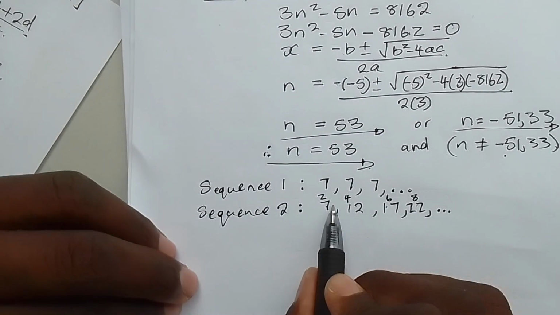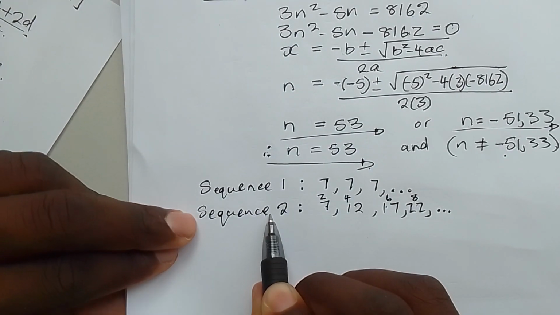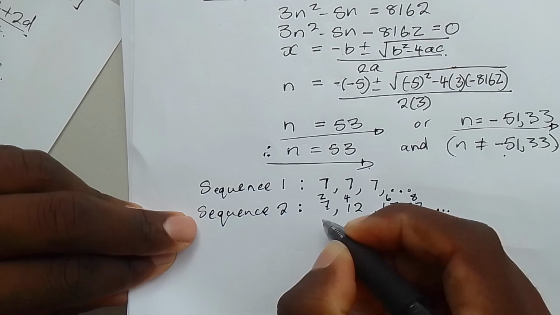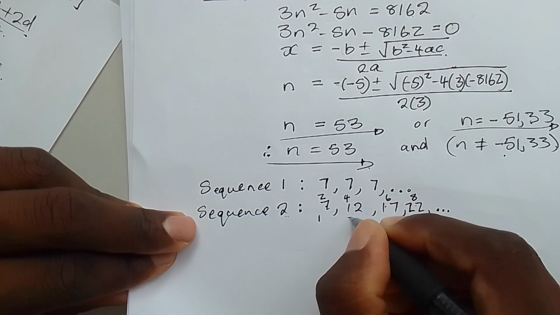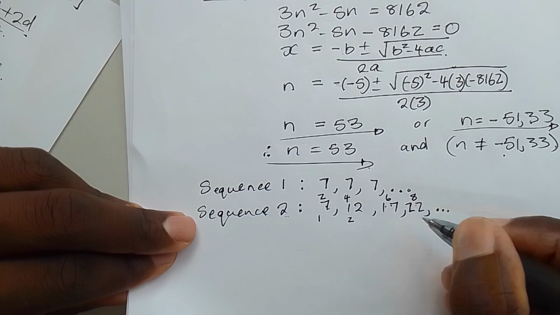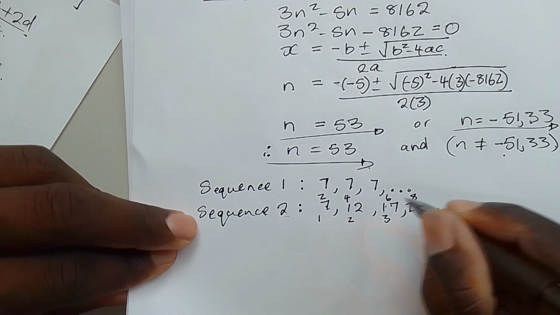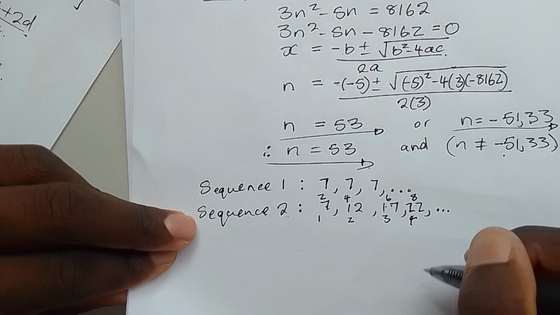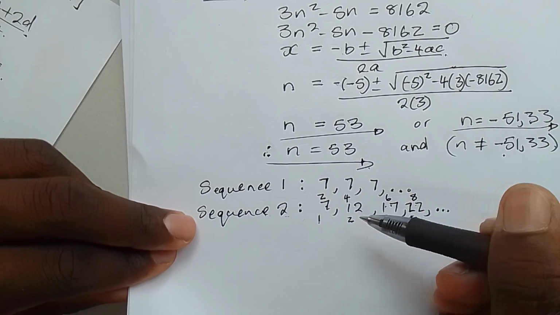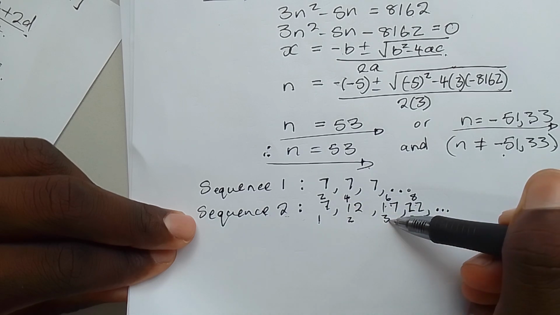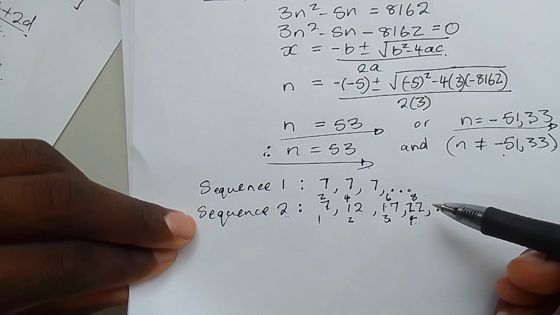So, according to this sequence, this is term number 1. According to this sequence, this is term number 2. According to this sequence, this is 3. According to this sequence, this is 4. Notice something. 1 times 2 is 2. 2 times 2 is 4. 3 times 2 is 6, and so on.